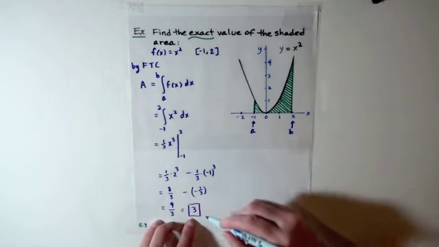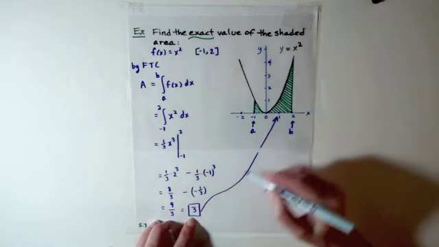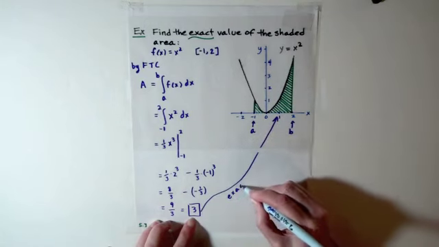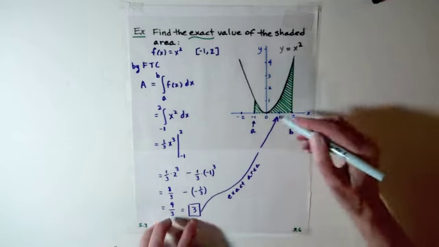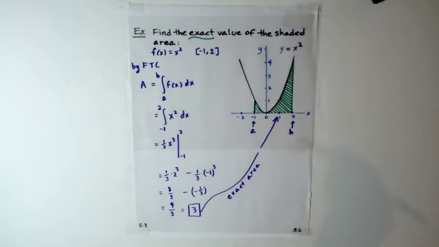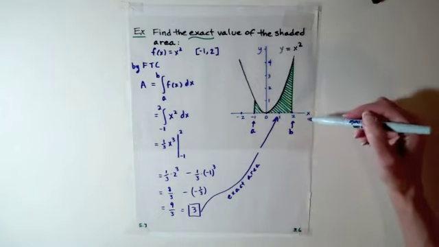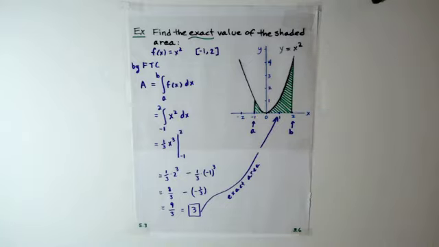And this number 3 is the exact area of this green shaded region here. So that's pretty easy. It's a lot easier than dividing it into n rectangles, figuring out what all those are, and allowing the number of rectangles to go to infinity as we did in 5.1.